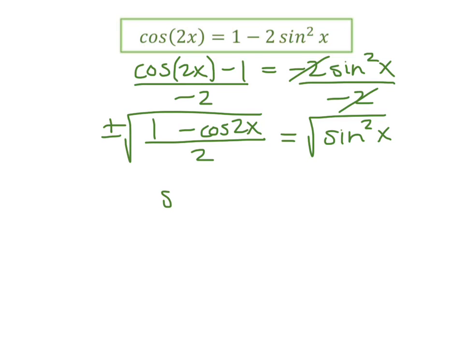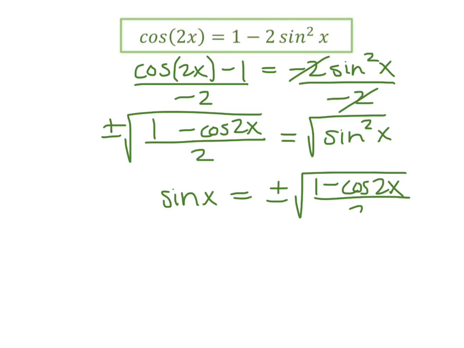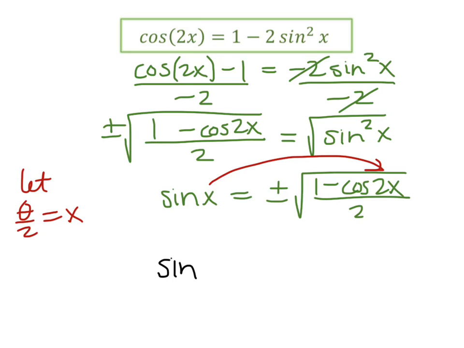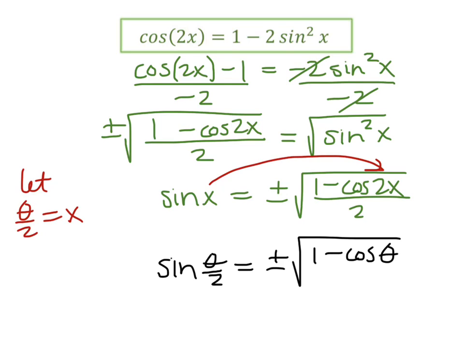We can rewrite this as sine x equals the plus or minus square root of 1 minus cosine 2x over 2. And doing the same substitution as the previous one, because the angle x becomes a double version of that angle over here, we can let theta over 2 equal x so that we can do a substitution as our final result. Instead of writing it as sine of x, we can write this as sine of theta over 2, so that on the right-hand side, we will have an angle that is double of that theta over 2, which will be angle theta.